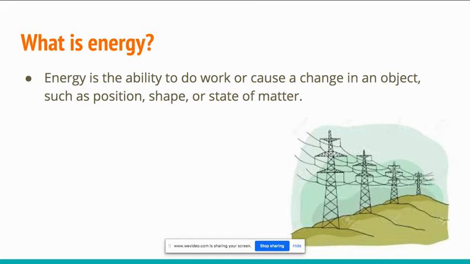So, when we're looking at this, energy is the ability to do work or cause a change in an object, such as the change in its position, its shape, or its state of matter. That sounds a little wonky and it doesn't sound like a very familiar idea. But as we start to talk about the forms of energy, I think you'll start to have a better understanding of what exactly this definition of energy is talking about.